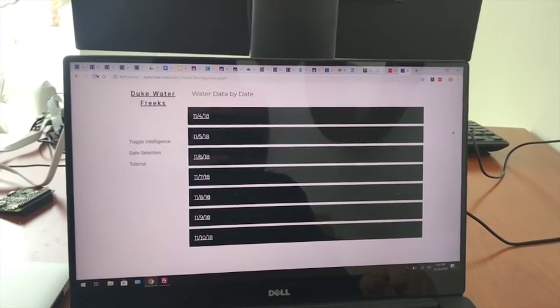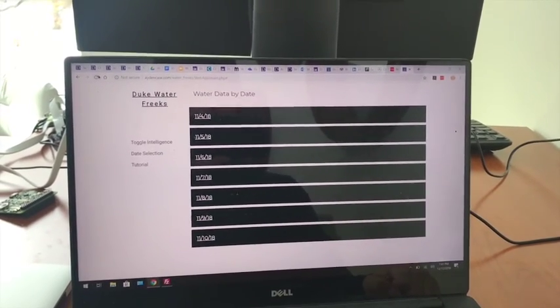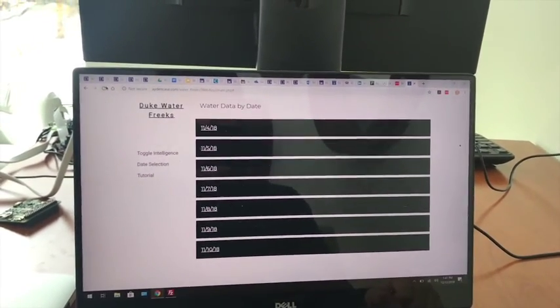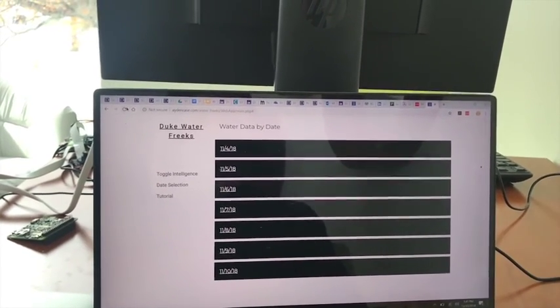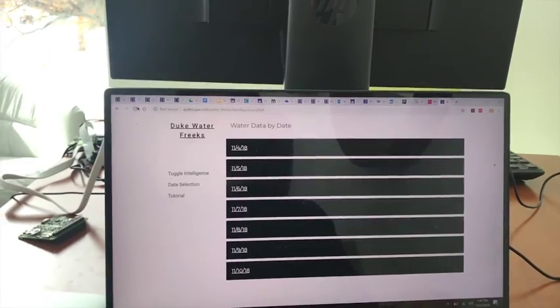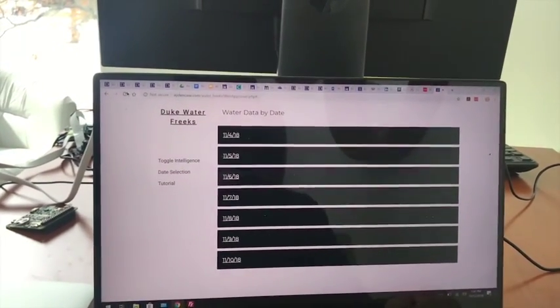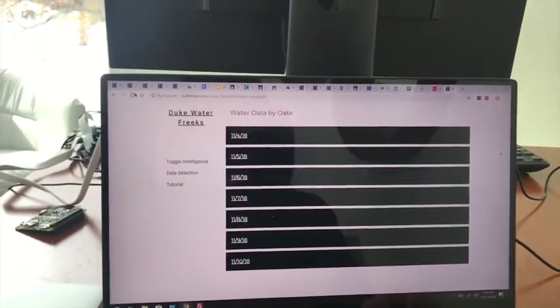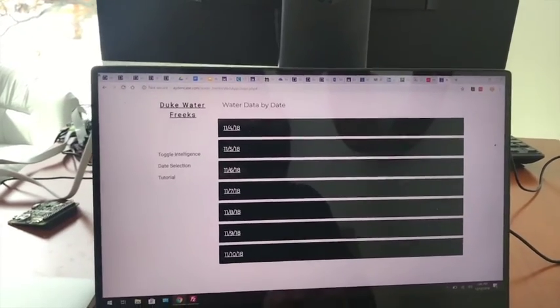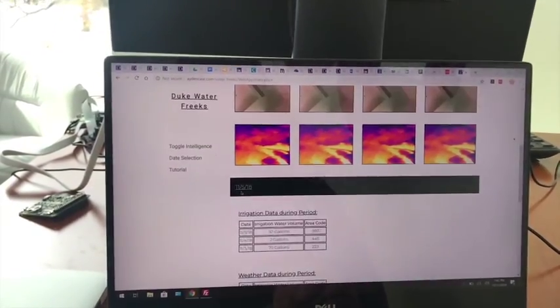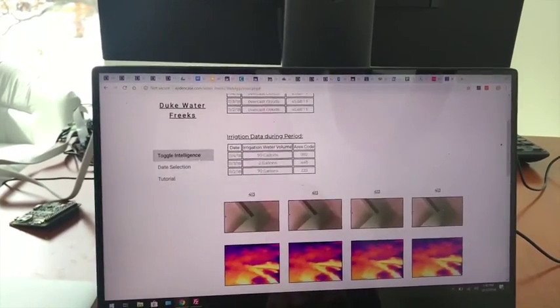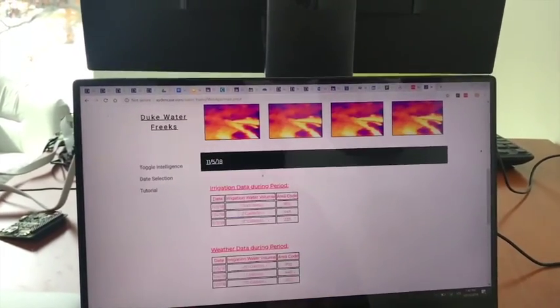The final step in the functionality of our prototype is its intelligence mode. This intelligence mode uses a combination of a MATLAB script in the background of the web interface, as well as analysis of the irrigation and weather data to determine whether a day is more likely to have a leak compared to another day.